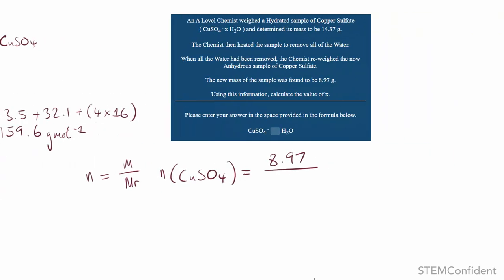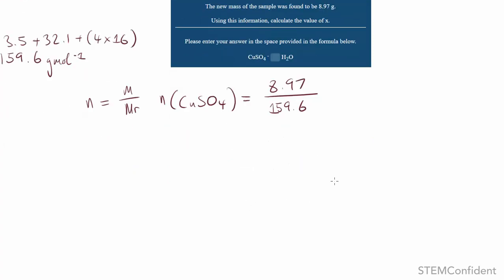Now we can use this value, 159.6, as the molar mass, and from that we can work out the number of moles. If you have a go at working out the actual number of moles here, you should find that you get 0.056 moles, which is just the value to 5 significant figures.